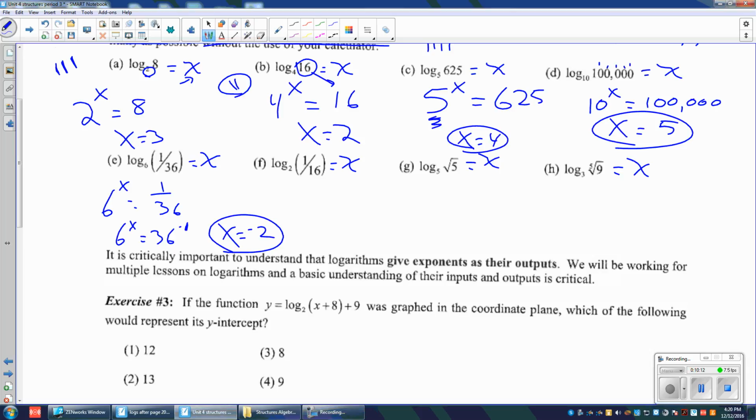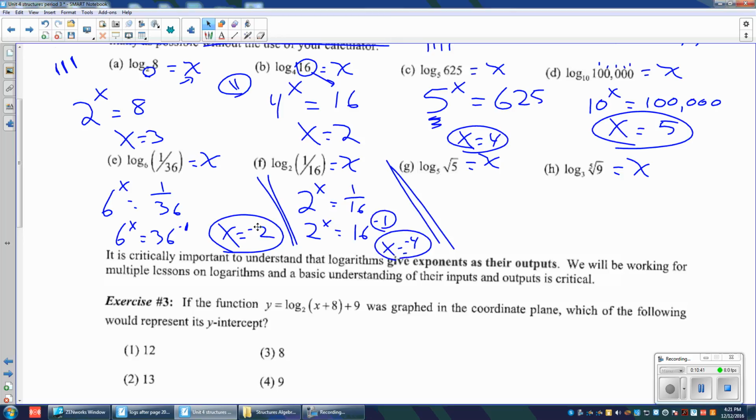Again, we're going to make this a negative exponent. So the base is the base, the answer is the exponent, and it has to be 1/16. Since this is a fraction, this is going to be 2 to the x equals 16 to the -1. So let me see, 2 times 2 is 4, times 2 is 8, times 2 is 16. So x equals -4, because we know that it has to be a negative exponent.